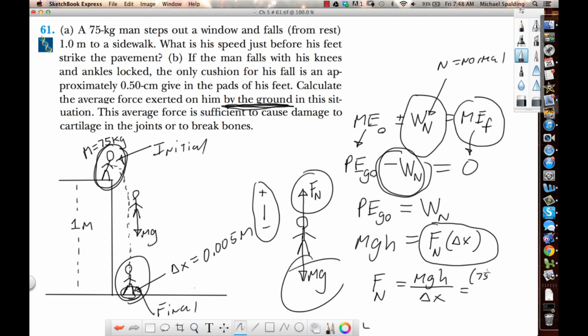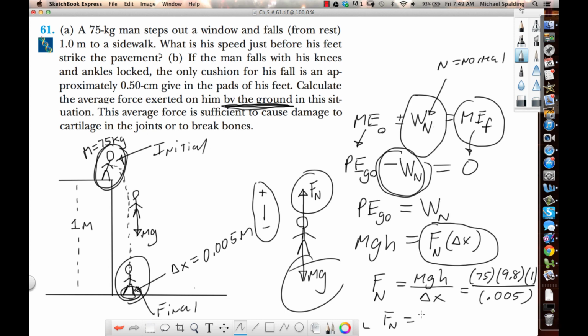So the mass is 75. Okay, I'm going to leave units off. Bad physics. Bad. I'm out of room here. 9.8. What's h? 1. What's the delta x? 0.005. Dude, I'm going to get fired. Why am I getting fired? No units, dude. If Mrs. Crest sees this, she's going to be like, Spalding, look, in my office. Number 61, you left units off. Monday's your last day.